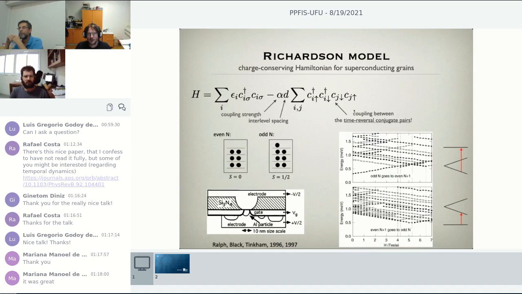The only thing is that in principle, the interaction would depend on the level. So this parameter alpha would really depend on indices i and j. But we simplify that by assuming that this is a constant. So we lose something through this approximation, but it turns out that this is still good enough to have descriptive power. And this is the Hamiltonian that people were using to account for the excitations in superconducting grains.